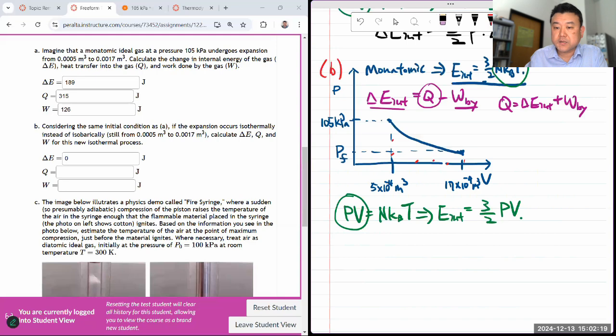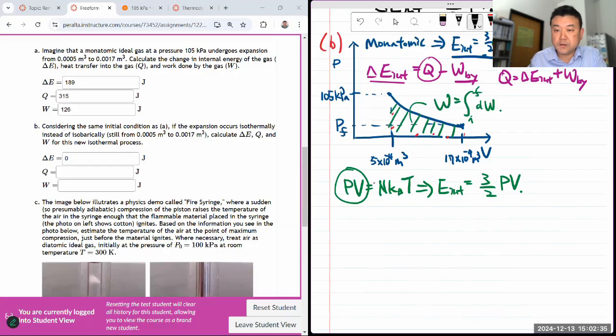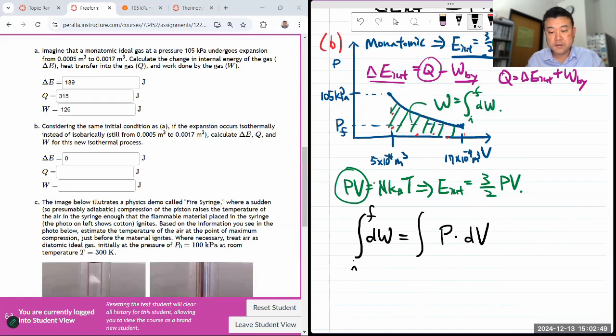So the work done here gets a little bit more complicated. I have to do an integral. The work done here is going to be the integral from initial to final of the infinitesimal work done. So let me write that out. I have an infinitesimal amount of work done, which is going to be at a given pressure times the infinitesimal volume change. And I'm going to integrate this from the initial state to the final state, from the initial volume to the final volume, which I conveniently have. So I'll just keep everything that way.